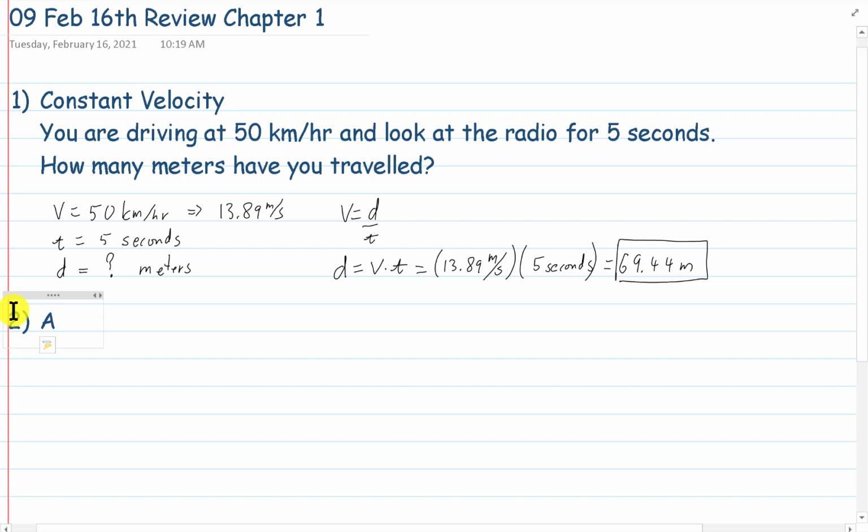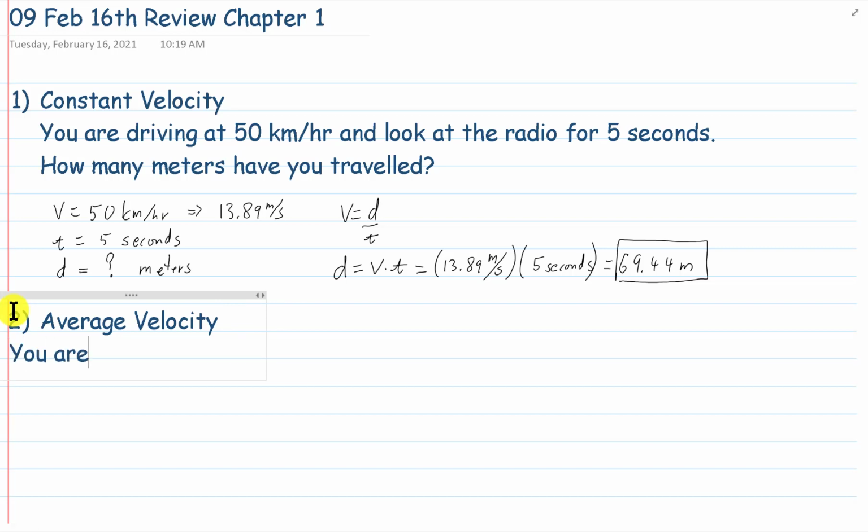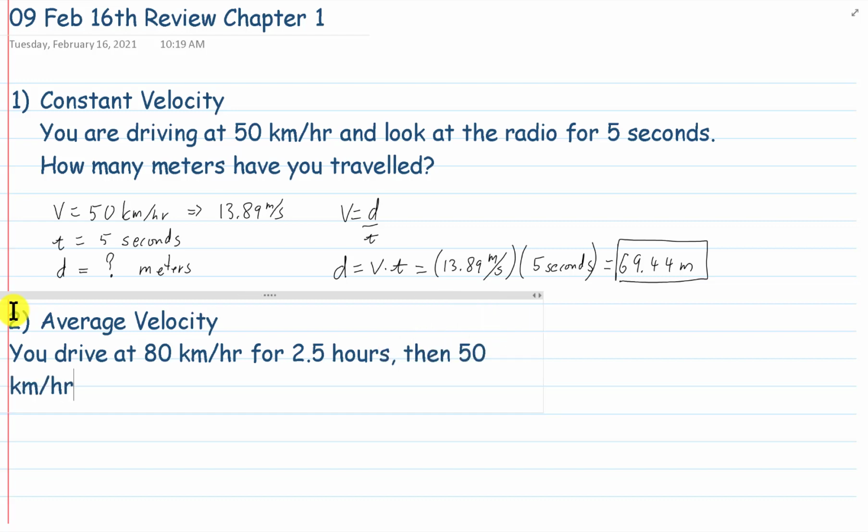Question 2 was average velocity. And that was, you drive at 80 kilometers an hour for 2.5 hours, then 50 kilometers per hour for 125 kilometers. What is your average speed?